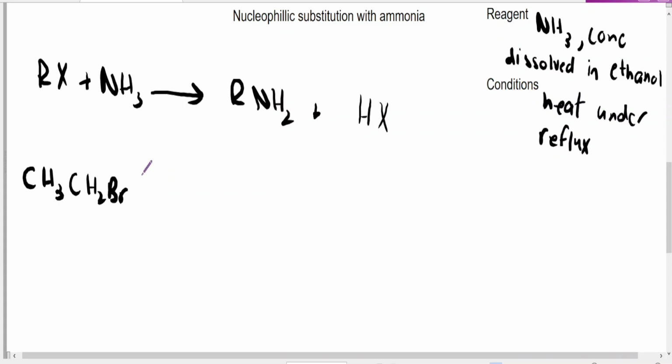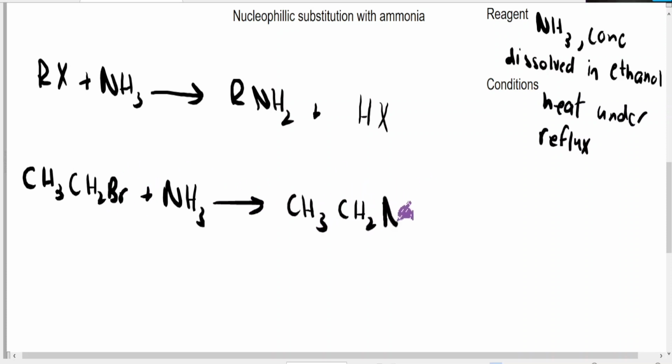Let's say I have this compound and I react this with ammonia, which is concentrated and dissolved in ethanol, and you heat under reflux, and what you get is the same R group, CH3, CH2, but the Br gets replaced by the NH2. Now there is one extra hydrogen left, and that hydrogen would bond with this Br right here to get HBr.